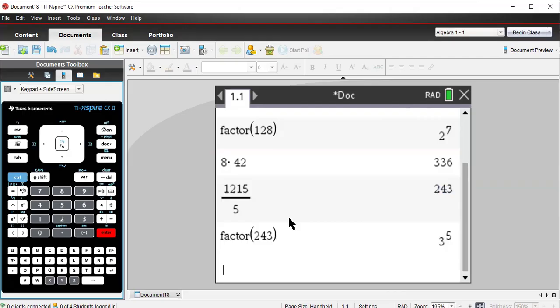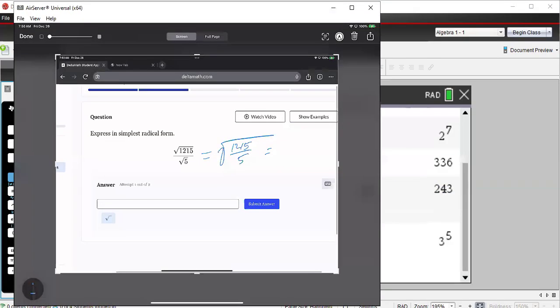Press enter. All right, so let me go back and show you exactly what we're doing here. 1215 divided by 5 is the square root of 243, but we can rewrite that as 3 times 3 times 3 times 3 times 3. So that's 5 threes being multiplied.